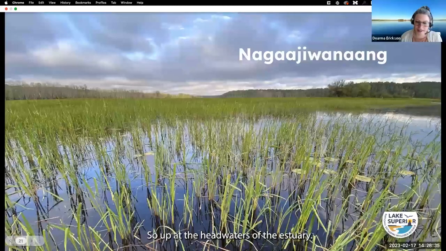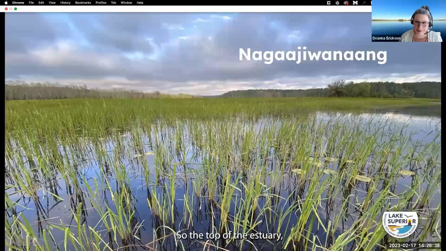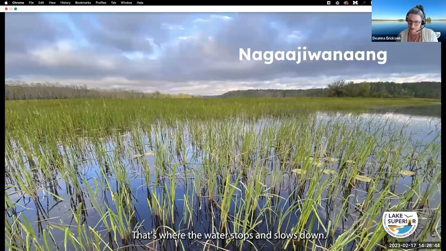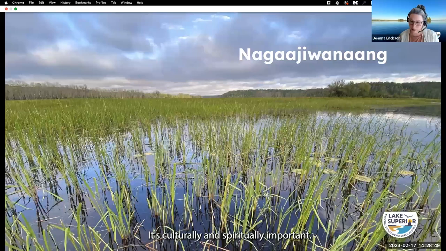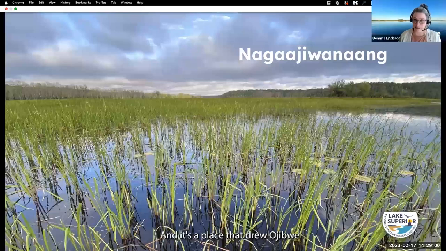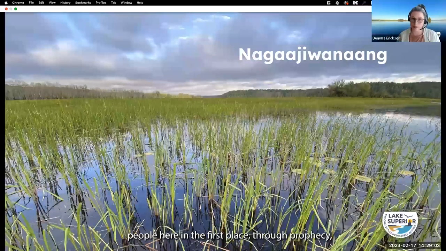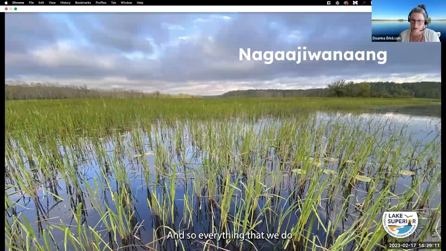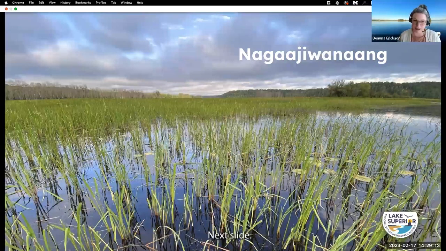So up at the headwaters of the estuary, the top of the estuary, that place is called Nagachiwinong. That's where the water stops and slows down. The estuary is vast, it's ecologically important, it's culturally and spiritually important. It's the place where wild rice grows, so that's the bed of restored wild rice that you see in this photo. And wild rice and Spirit Island, it's a place that drew Ojibwe people here in the first place through prophecy, through long voyages from the East Coast. And so everything that we do at the reserve happens in this context.